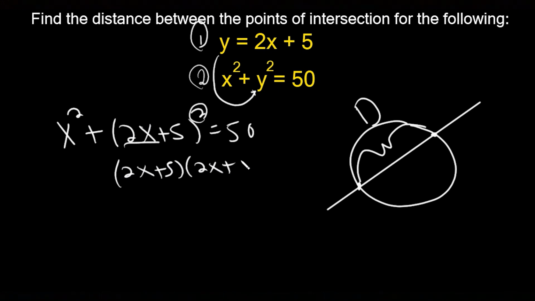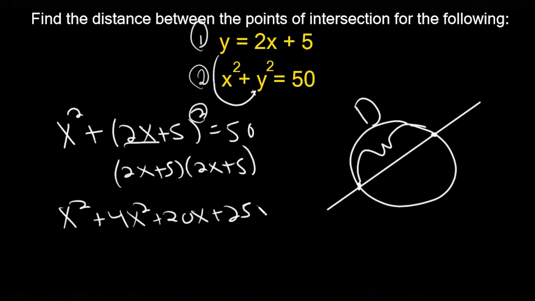Okay? So I'm going to go ahead and rewrite the problem. I get x squared, and then doing FOIL here, first I get plus 4x squared. When you do outside and inside, you get 10x. That means I'll have 10x plus 10x, that will give me 20x. So plus 20x. And then 5 times 5, that's going to be last, I get 25, plus 25. All equal to 50. Okay?